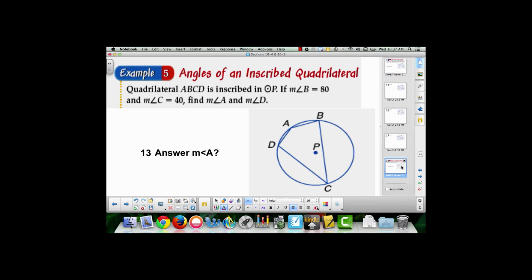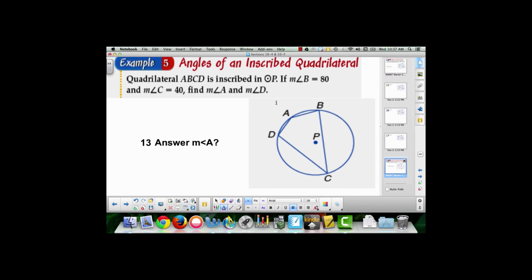Then finally, I have one more activity for you to do with measures of inscribed angles. I want you to take the information in this problem and see if you can figure out what the measure of angle A, or DAB, is, and what the measure of angle D, or angle ADC, is in this picture.